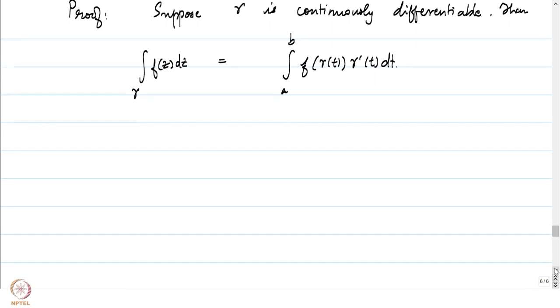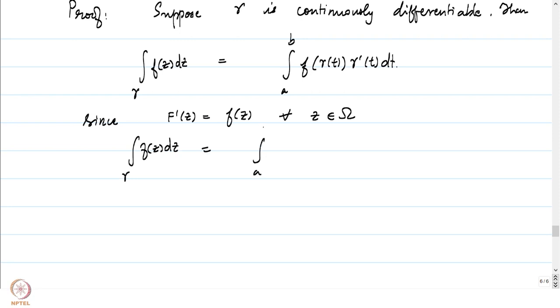And now let us apply the fact that capital F is an antiderivative. Since capital F prime of z is equal to f of z for all z in omega, the integral of f of z dz over gamma is just going to be equal to the integral from a to b of capital F prime of gamma of t times gamma prime of t dt.